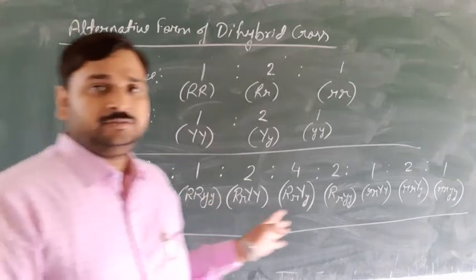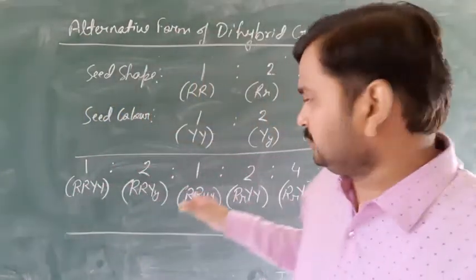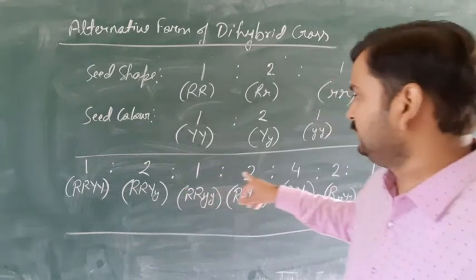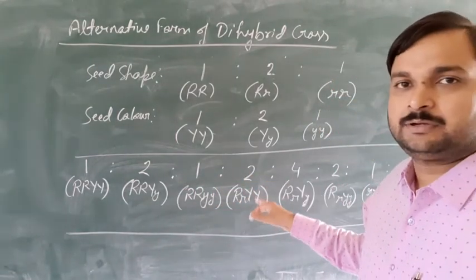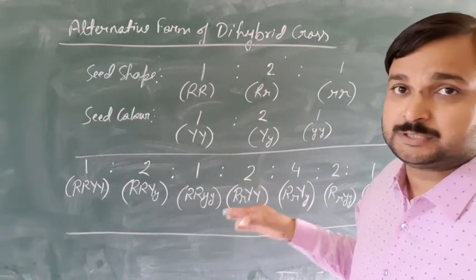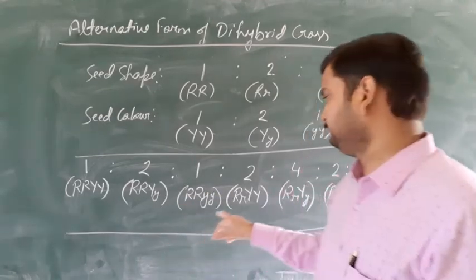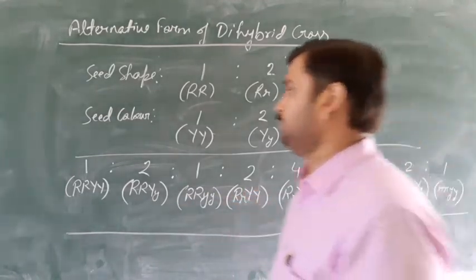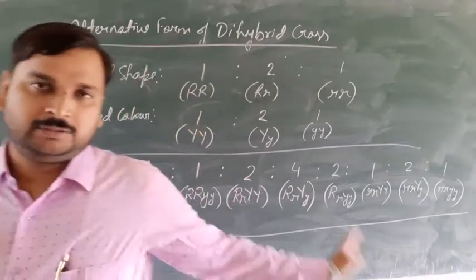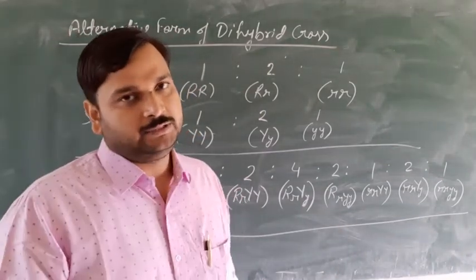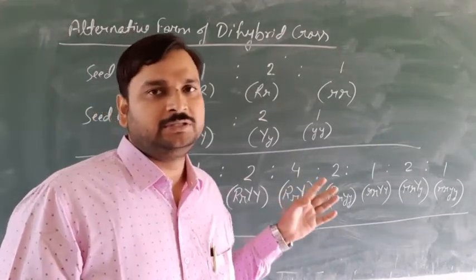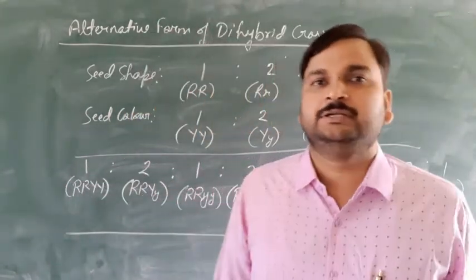So you see, in this alternative method, without even drawing the Punnett square, we can write the possible genotype, their percentage as well, everything we can tell here. Very informative. If you count, it will come to 16, the same as we got in the case of the Punnett square. So this is the alternative method to understand the dihybrid cross.